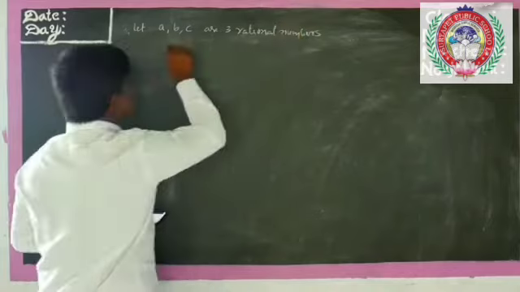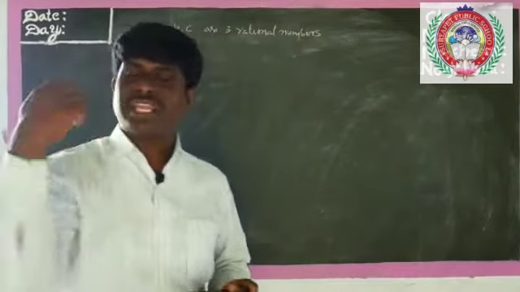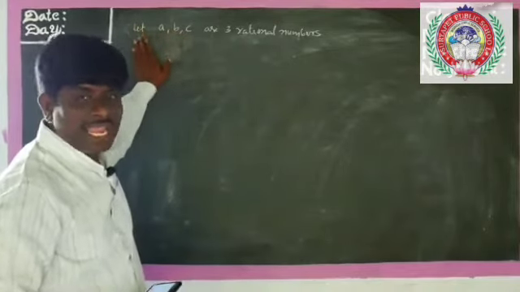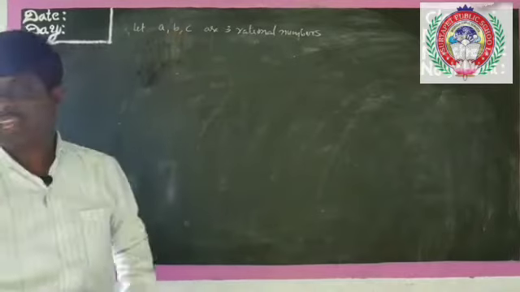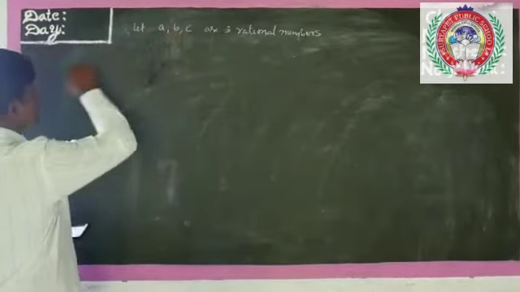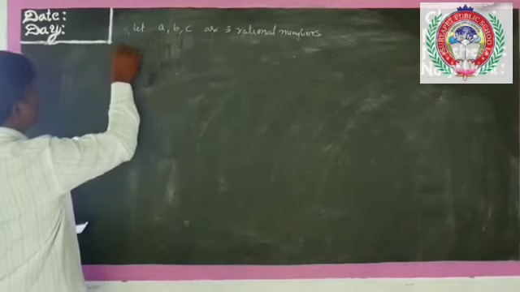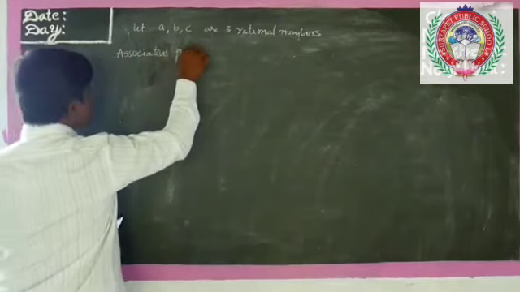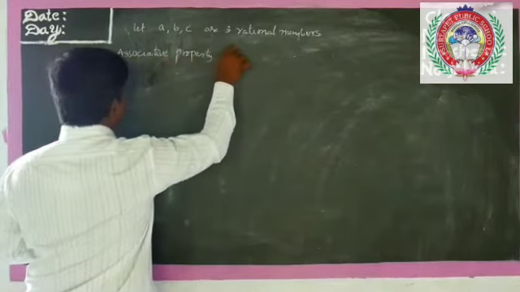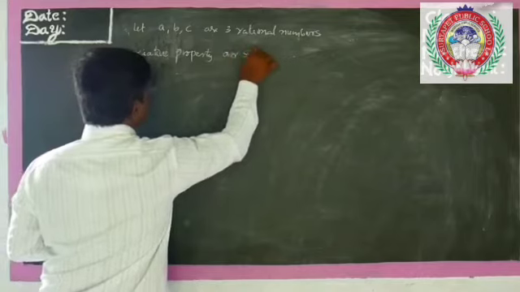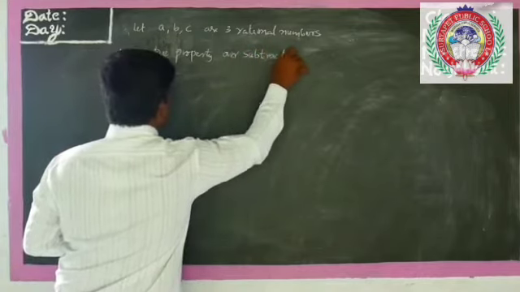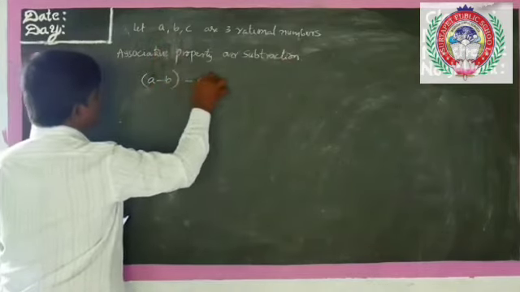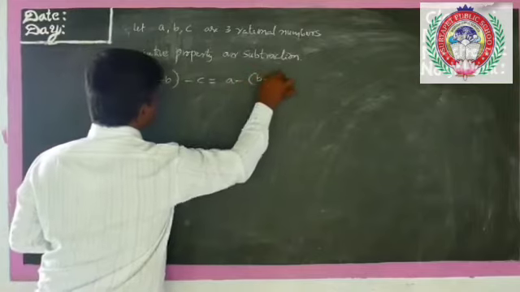Even instead of these three letters you can take numbers also, no problem. But I am taking variables, letters. A, B, C are three rational numbers. Now let us take associative property over subtraction. What is it? A minus B minus C is equal to A minus of B minus C.